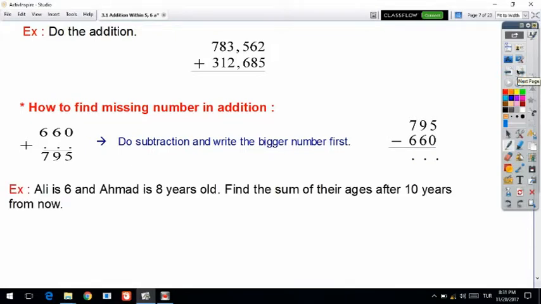Okay, so we have an example about a word problem. Ali is 6 and Ahmed is 8 years old. Find the sum of their ages after 10 years. Not now. Okay, so from now. After 10 years from now.